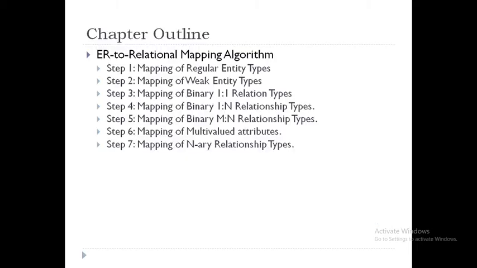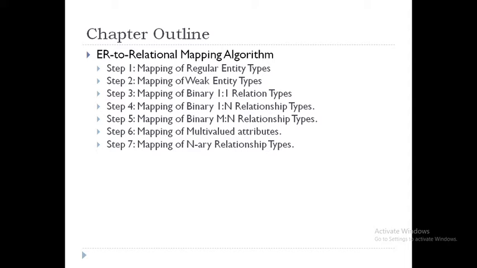The steps involved in the ER to relational mapping are: step 1, mapping of regular entity types. Step 2 is mapping of weak entity types. Then comes mapping of binary relationship types, like 1 is to 1, 1 is to n, or m is to n. Then mapping of multi-valued attributes. Finally, mapping of n-ary relationship types.